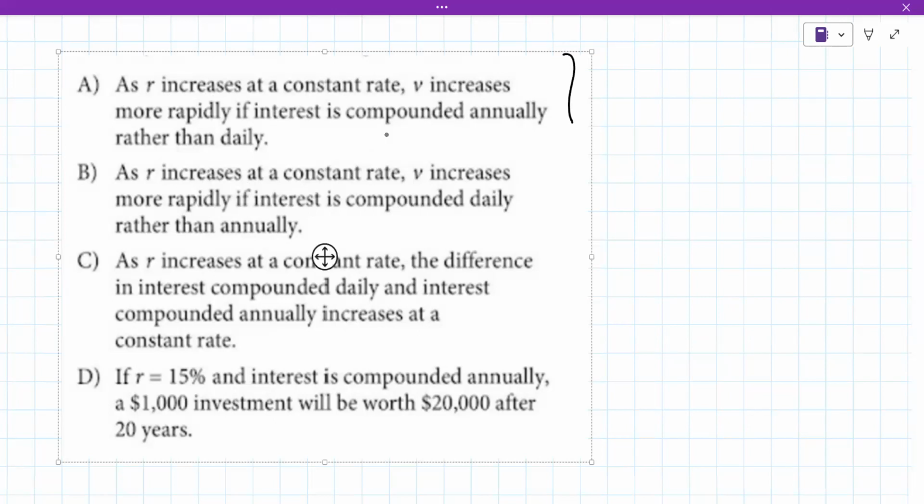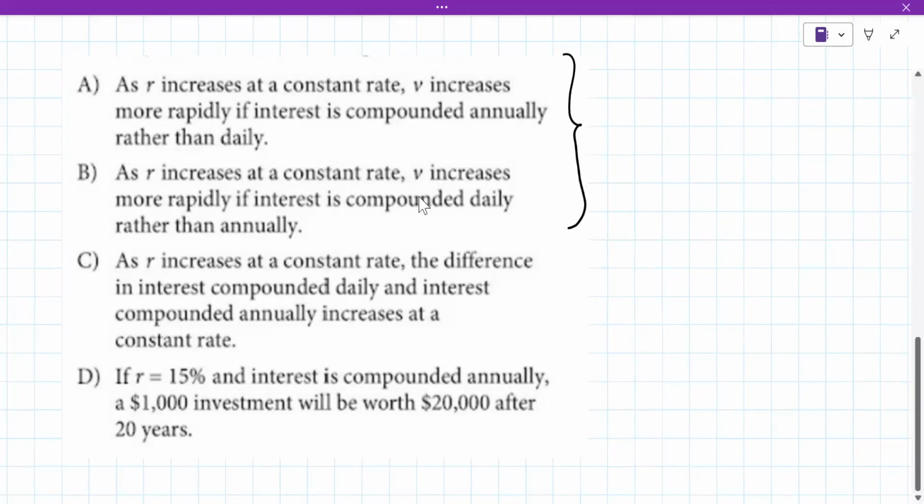Can you tell me the difference between A and B? What is the main difference between A and B? Compounded annually, and then the other one's compounded daily. Yes. Okay. So typically, if you wanted a general guideline, we know that it doesn't work for all questions all the time, but the two answers that are most similar with just a word flip typically are the ones that end up being the answer, but not always. All right.